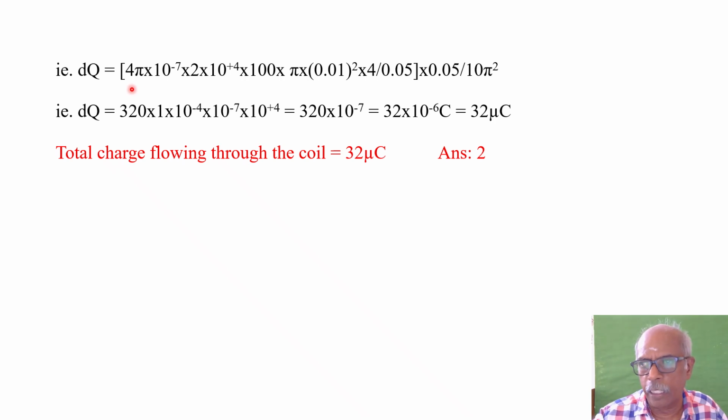So dq is equal to, I have just repeated the same expression. I already told you that pi squared is cancelled, and 0.05 is cancelled. What is remaining, sir? 4 into 2, 8, into 4, 32. So you have 10 in the denominator and 100 in the numerator.